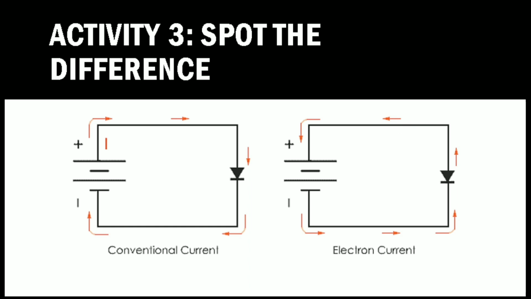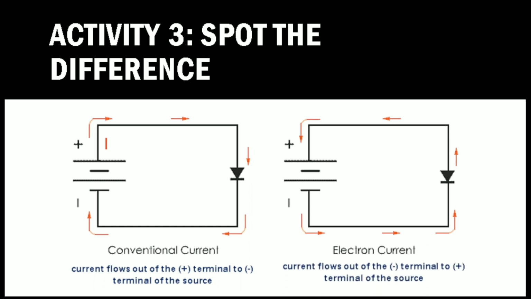Okay, let's answer. In conventional current, the current flows out of the positive terminal to the negative terminal of the source. The source can be a battery. On the other hand, it is the opposite one. The current flows out of the negative terminal going to the positive terminal of the source.